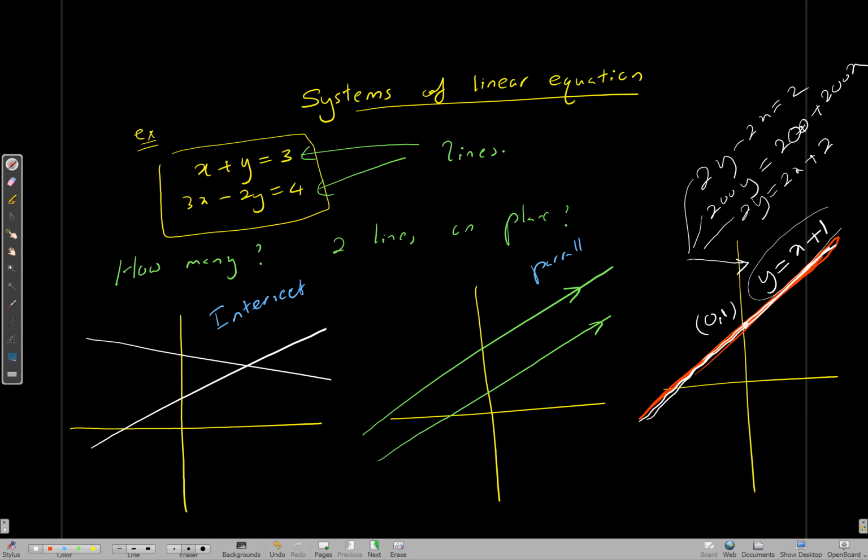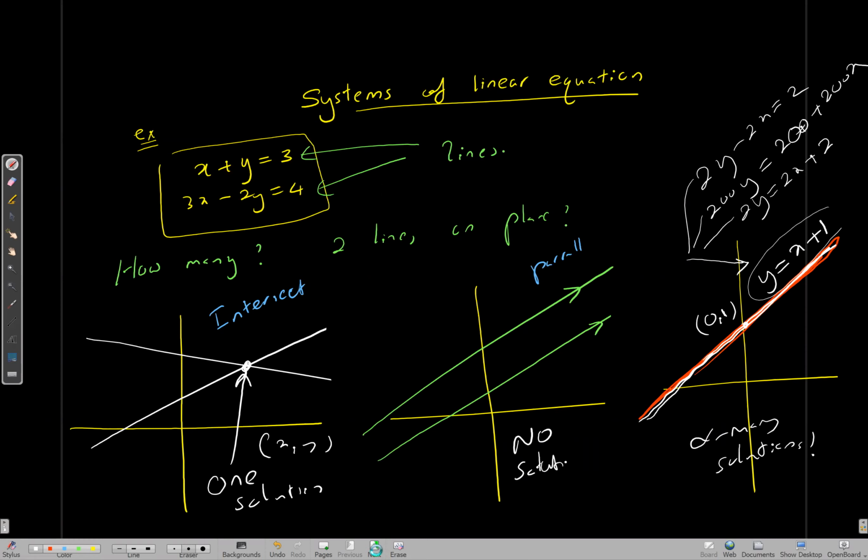So these are the three cases. In the first one, exactly one solution where they meet. That is your solution. So one solution. The solution is expressed in x comma y form because that's a point on the xy plane. And in this case, no solutions. And in this case, infinitely many solutions. Now let's have a look at these cases separately.